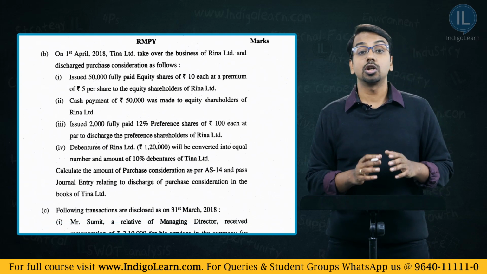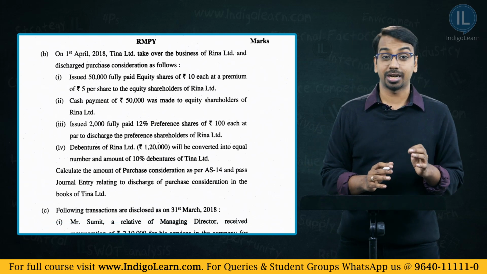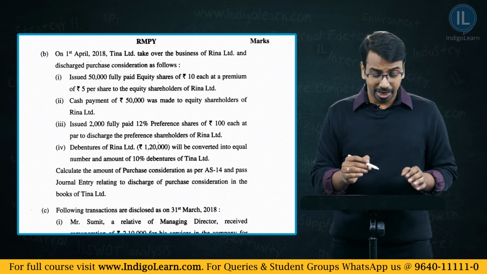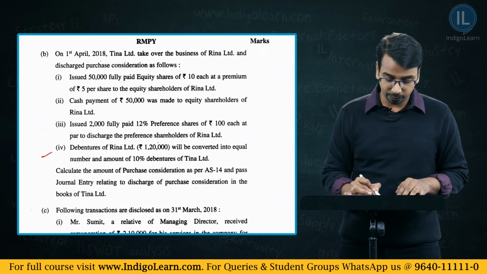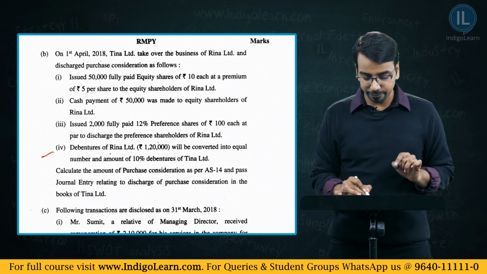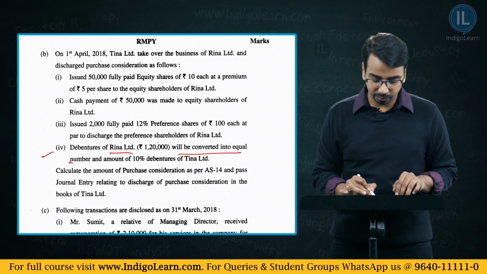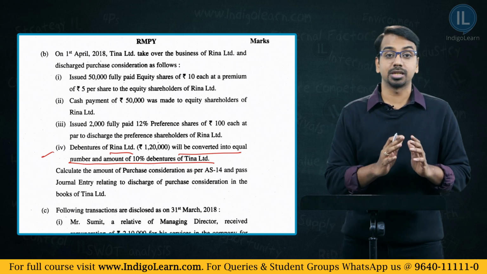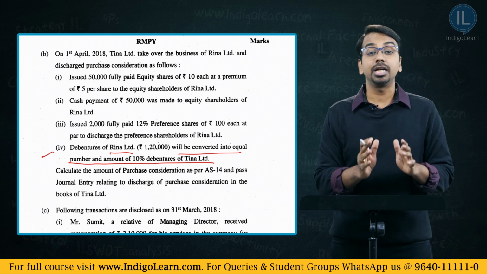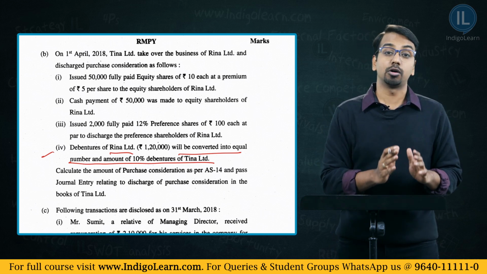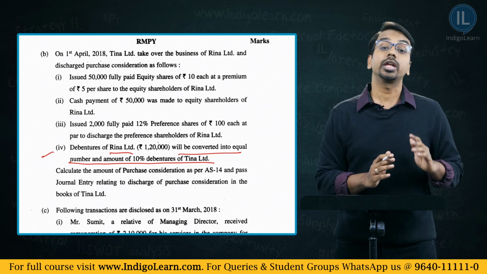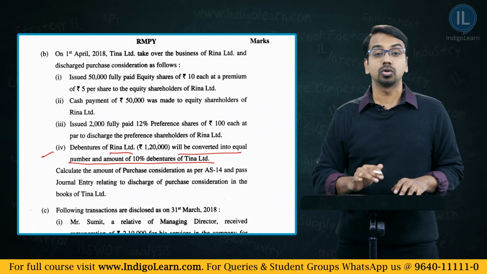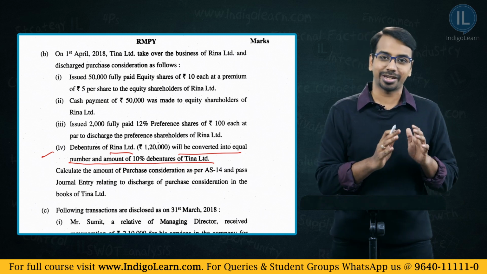The second question was on purchase consideration from Accounting Standard 14 or the amalgamation chapter, where one company took over another company. In this, the special point was point number 4, where debentures of Reena Limited will be converted into equal number and amount of debentures of Teena Limited. Now, we know that when we compute purchase consideration, whatever is paid to the shareholders, whether in the form of cash, shares or debentures, only that has to be considered. This fourth point should not form part of your purchase consideration.